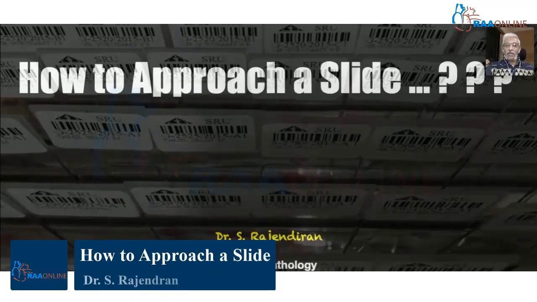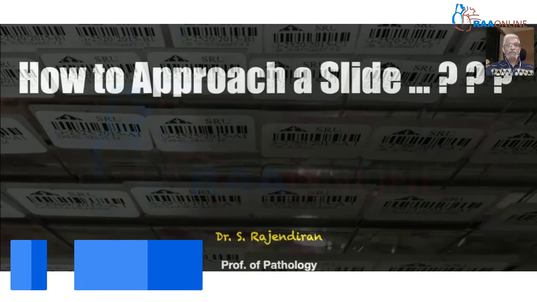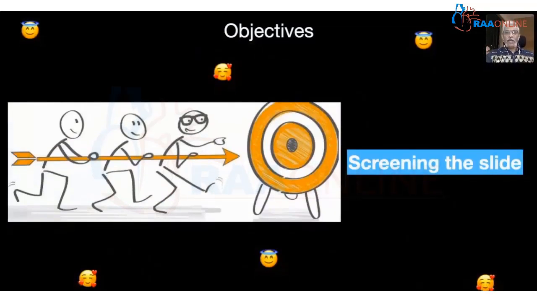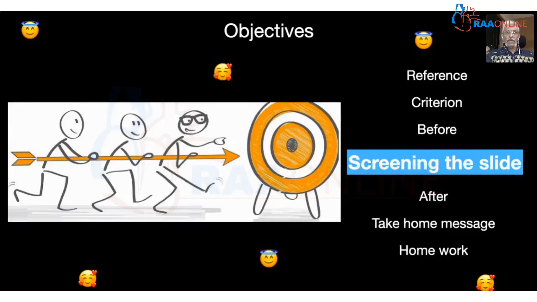And with that, I just want to go to the topic, which is how to approach a slide, which is the most important thing as a pathologist. So screening the slide will be the main objective of my discussion. And I want to put the other objectives as what to do before the screening and what to do after the screening. And I want to introduce a term, criterion.